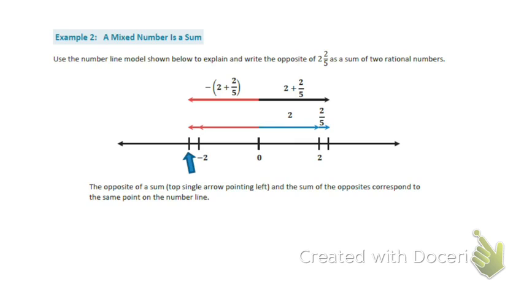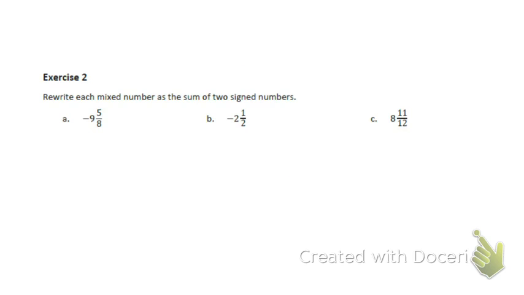So, let's see. Yeah, we're going to go over part of this first, then we'll go back one page. So here it says, rewrite each mixed number as a sum of two signed numbers. So right here, basically what we kind of did in the other problem is we're breaking apart the mixed number.